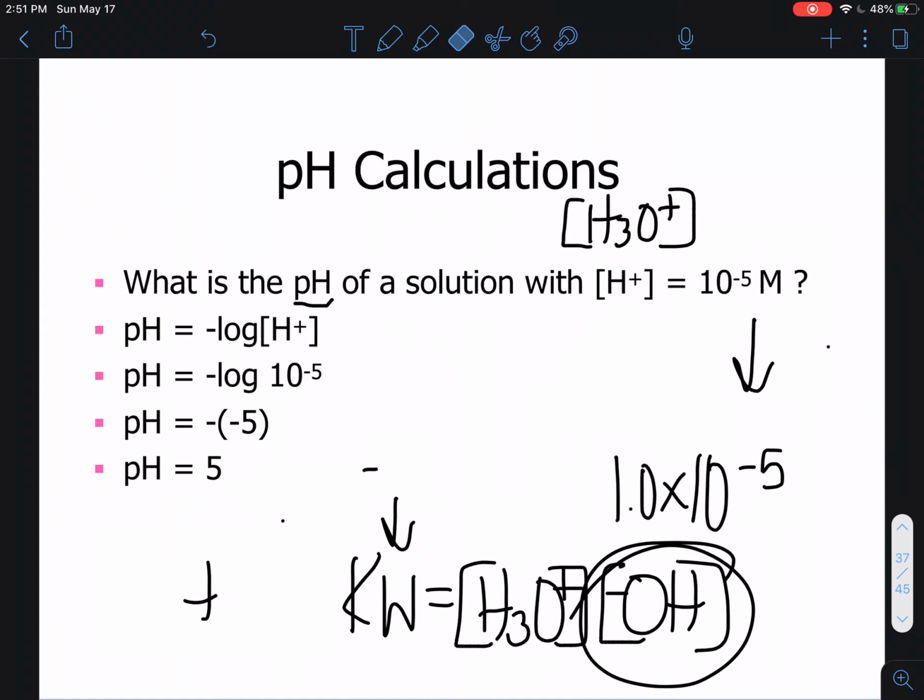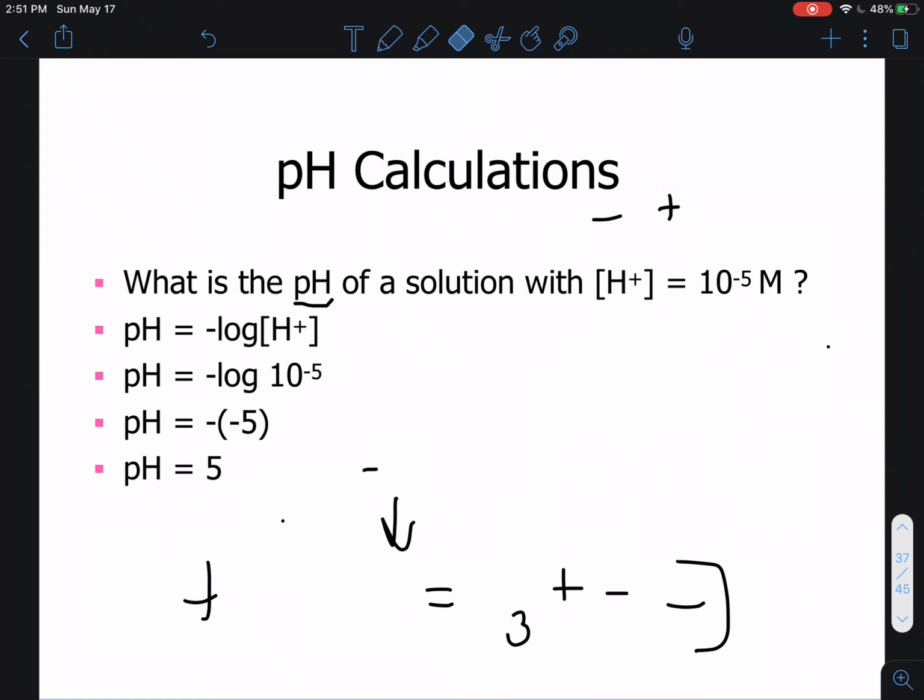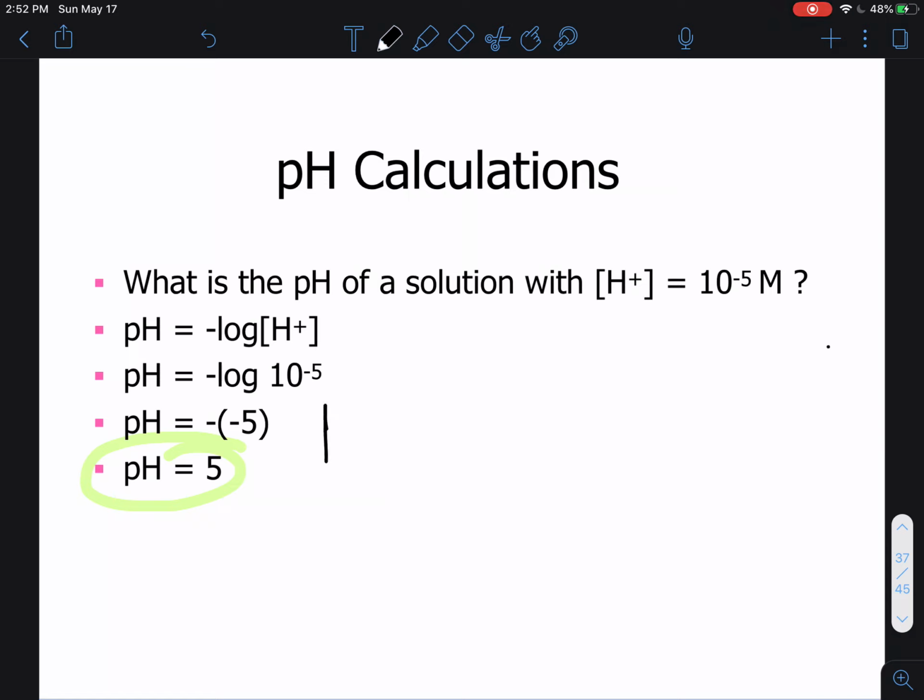This question is asking, we know the concentration of H3O+, so can you give me the pH of the solution? And the answer is yes. All you have to do is take 1.0 times 10 to the negative 5 molarity and plug it into the negative log. The log of this is going to be negative 5, and then the negative of a negative is a positive, so the pH of this is 5. And because it is below 7, it's going to be weakly acidic.